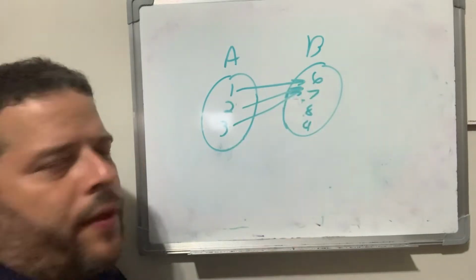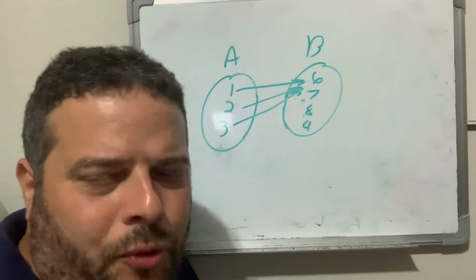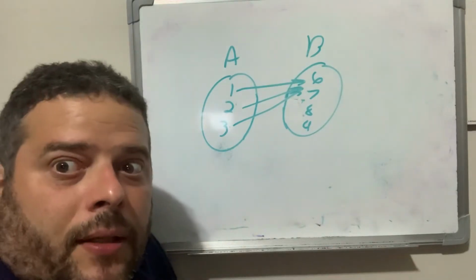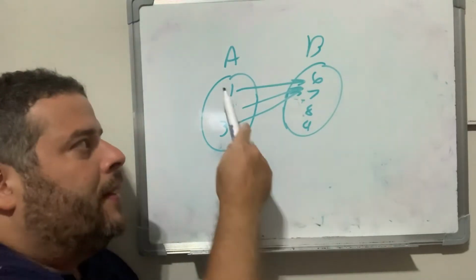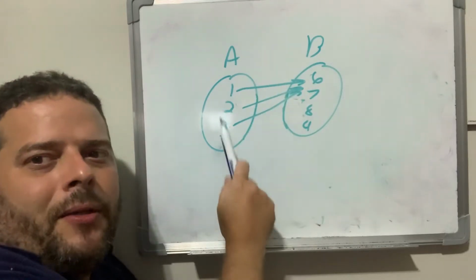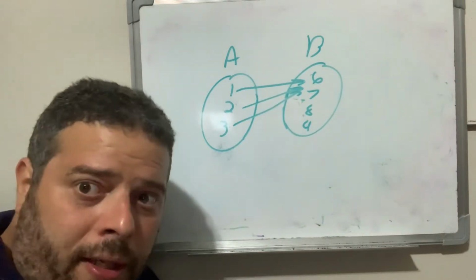The 1 goes to the 6, the 2 goes to a 6, the 3 goes to a 6. Profe, they're all going to the same number. Doesn't matter. Remember, does not matter. 1 has a single output, 2 has a single output, 3 has a single output. You're looking at a function.